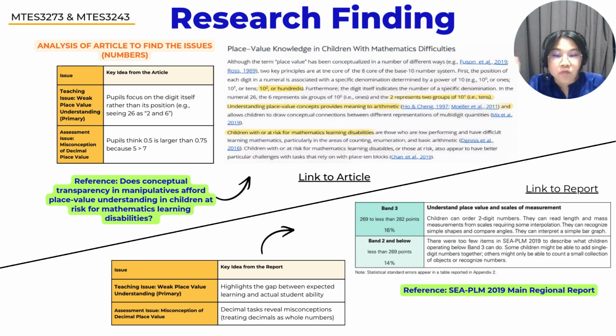For another piece of evidence, which is supported by the CPRM 2019 regional report, looking at the table, we see that 14% of students are at band 2 or below. At this level, students are limited to counting small collections of objects or simple single-digit addition. They lack the conceptual transparency needed to understand how 10 ones transition into 10.